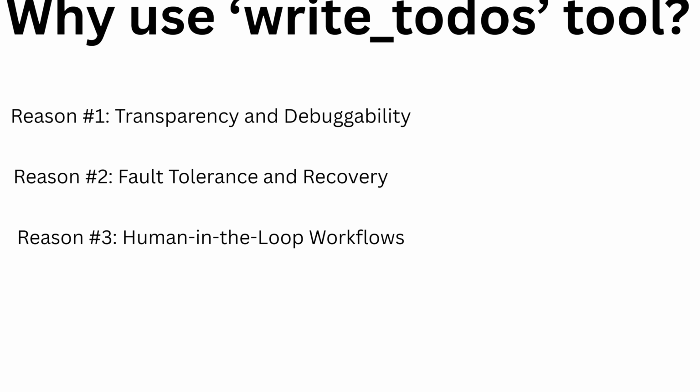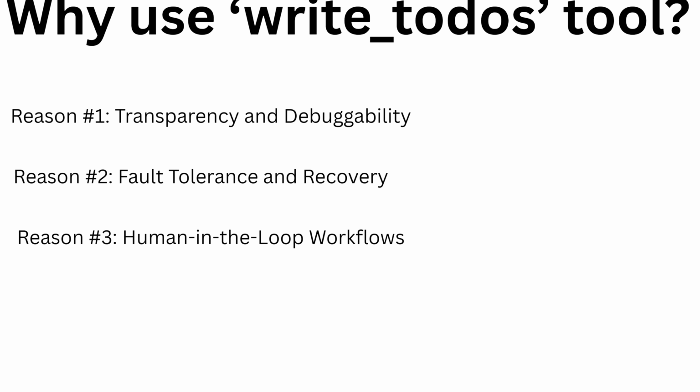The reason number two is fault tolerance and recovery. Here, this is where it gets really powerful. If your agent crashes halfway through a task, then with the right to-do, you don't have to worry about losing everything. You can continue where you left off. But imagine if you don't have this file-based to-do list, maybe you lose out. In fact, if you don't have this tool, you probably have to start over. You lose everything.